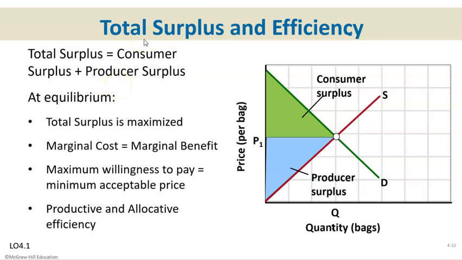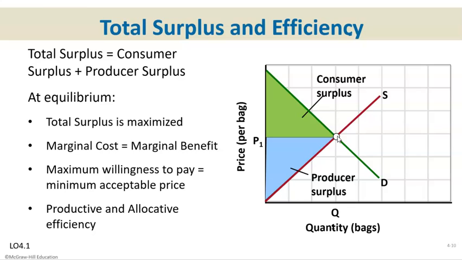At equilibrium, a few different things are true. First off, only at the equilibrium point is the total surplus maximized. If we move off too far to the right or too far to the left, so if we're underproducing the good or overproducing the good, the total surplus is actually going to decrease. So right at equilibrium, the total surplus is maximized.